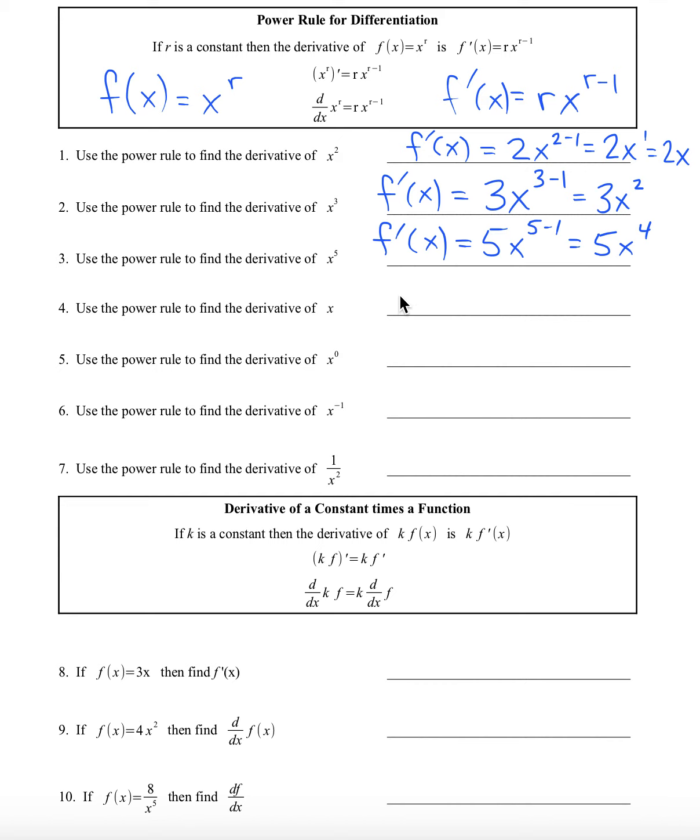Now let's try it on just x itself. It's worth noting that x can be rewritten as x to the 1. Now we can use the power rule on it. Bring the 1 down in front and then subtract 1 from the original exponent. That'll give us 1x to the 0, which would be 1.